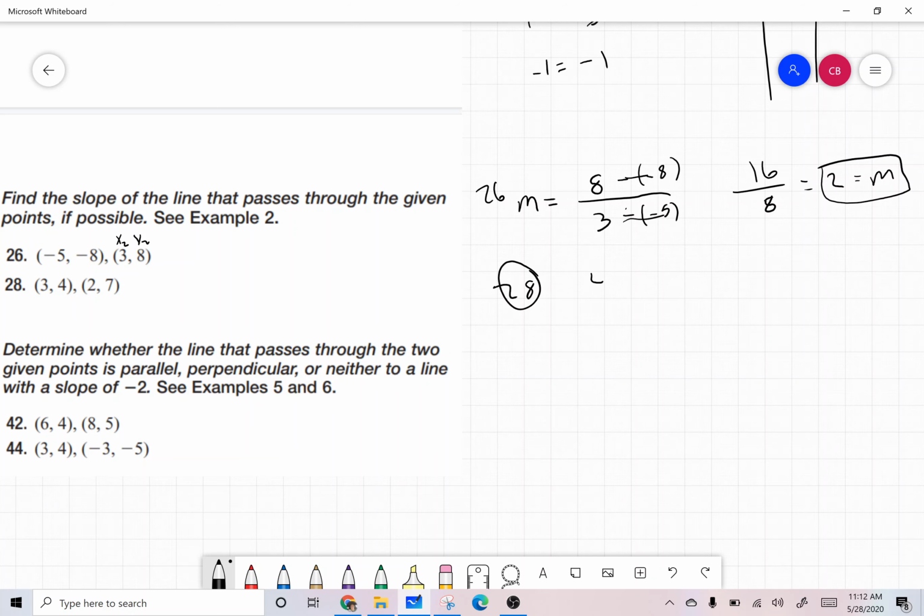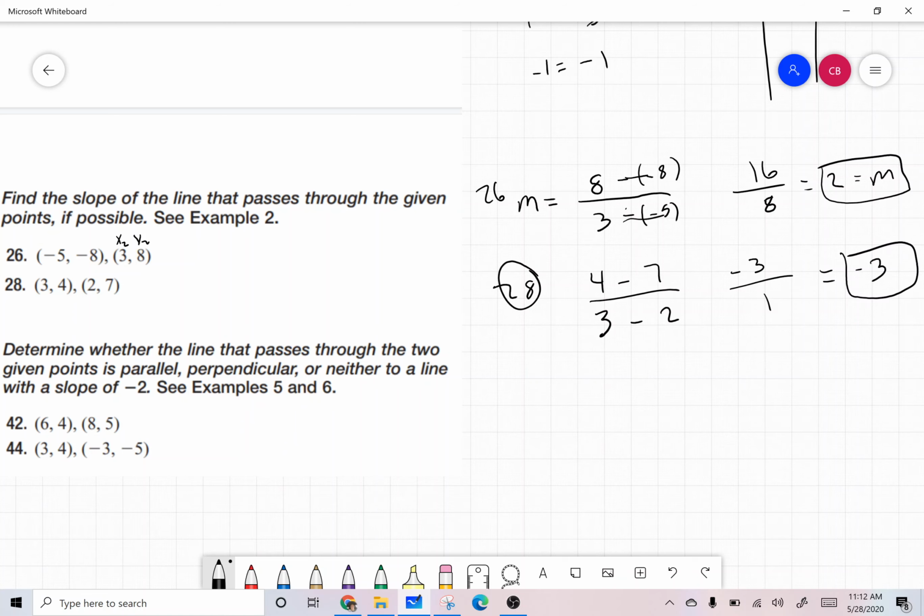We have 4 minus 7. And since I put 4 first, I need 3 minus 2. So notice 7 and 2 are on top and bottom. 4 minus 7 is negative 3. 3 minus 2 is 1, which is negative 3. So that would be your slope here.